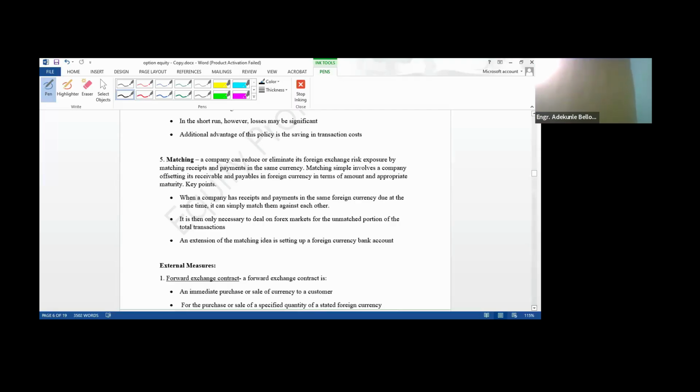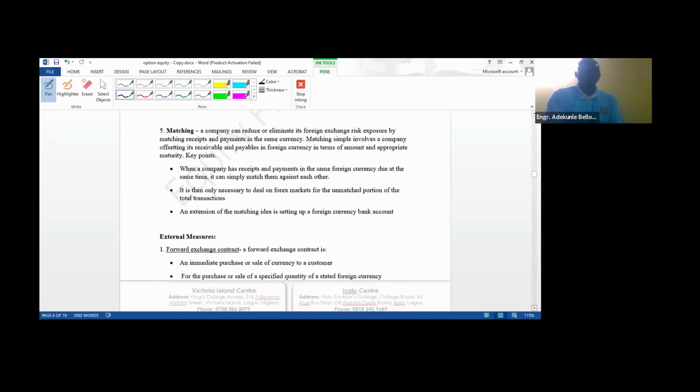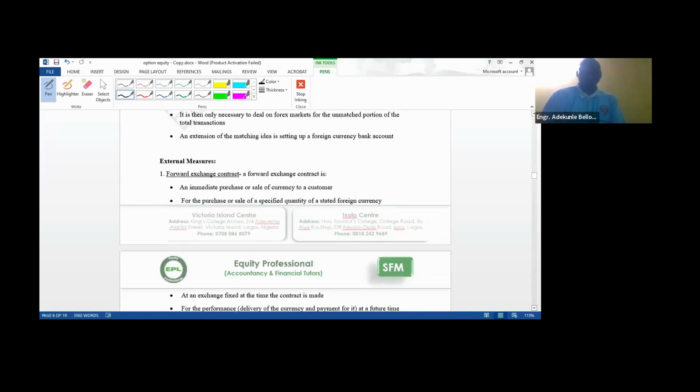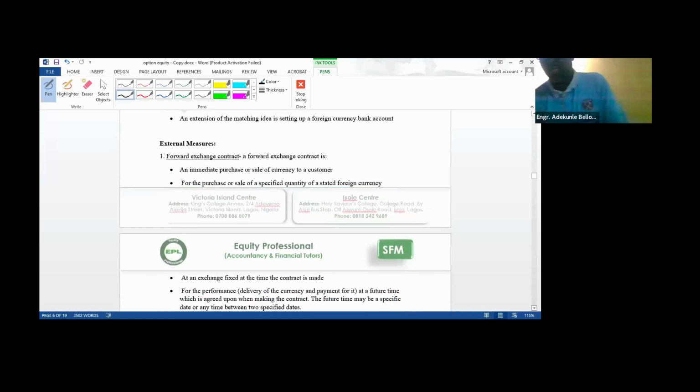We have the forward exchange rate. It's also called forward market hedging.